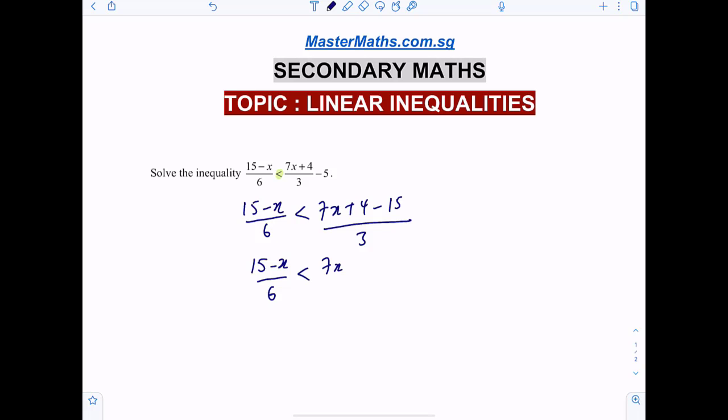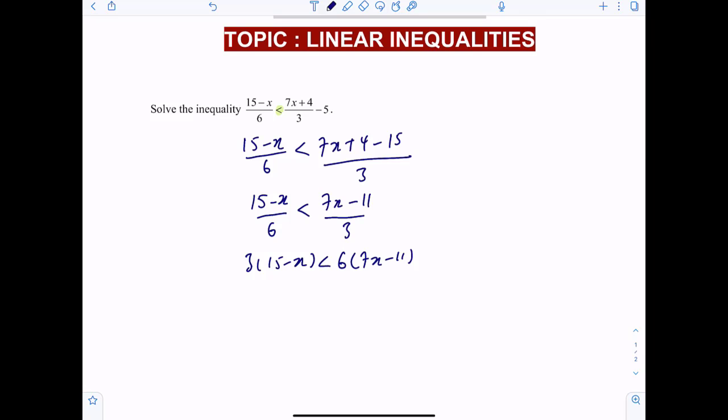So 7x minus 11 over 3. And then we do a cross multiplication. So 3 times 15 minus x is less than 6 times 7x minus 11. 45 minus 3x is less than 42x minus 66.